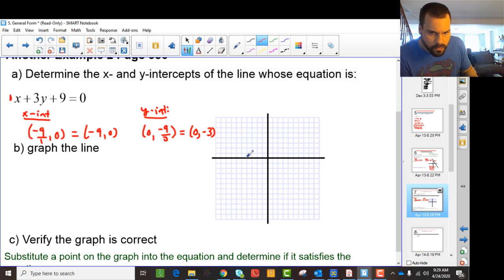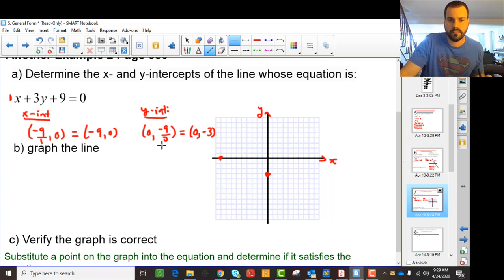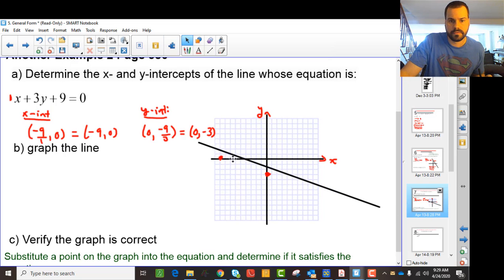1, 2, 3, 4, 5, 6, 7, 8, 9. There's minus 9 and 0. And 1, 2, 3, there's negative 3. So there's 0 and minus 3. So we have x and we have y, and we're going to draw a line through them. There's my line, and again, use a ruler.